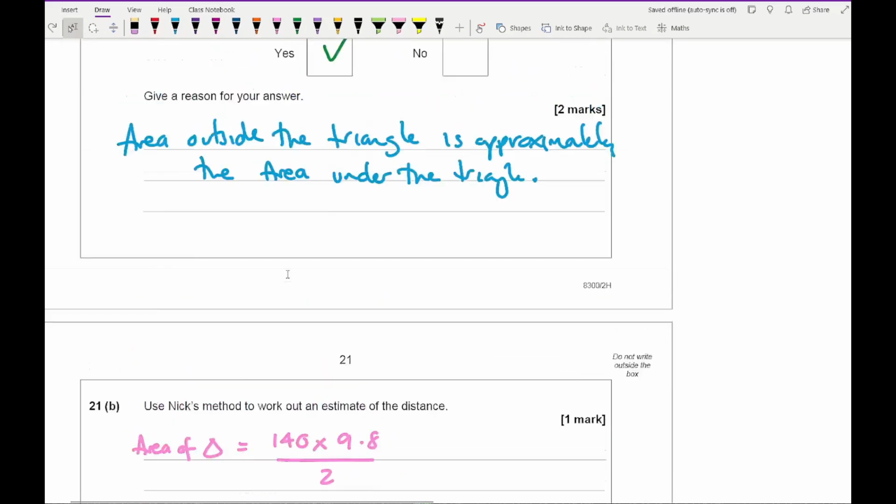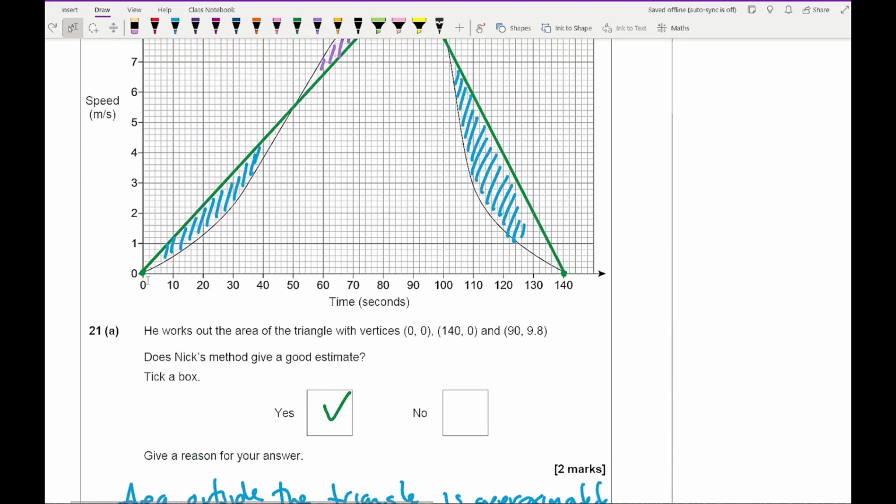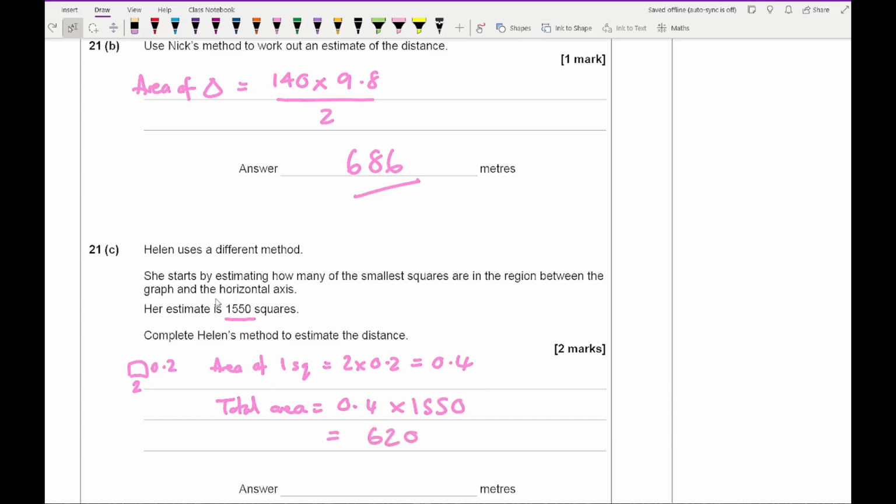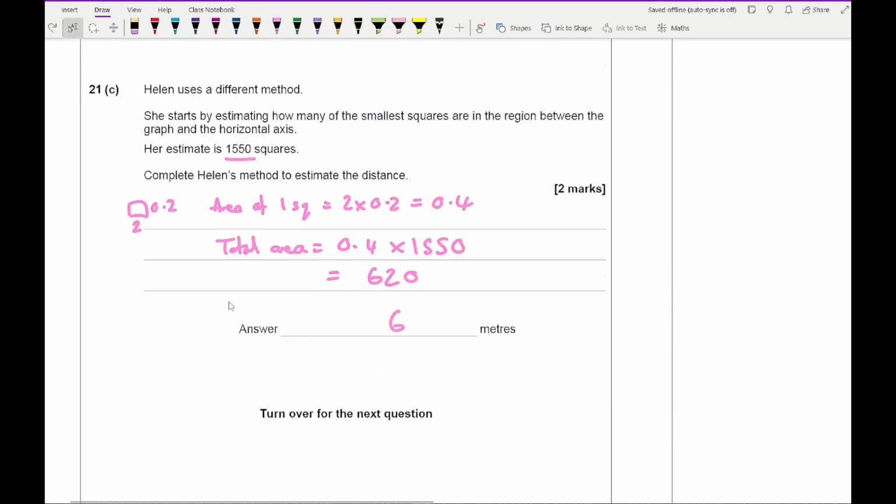Now one little square is, well, the base of that is going to be 2 and the height is going to be 0.2. So the area of one square is going to be 2 times 0.2, which is 0.4. We then need to multiply that, so the total area is 0.4 multiplied by 1550, and that comes up to a total of 620. And so the answer then is 620.